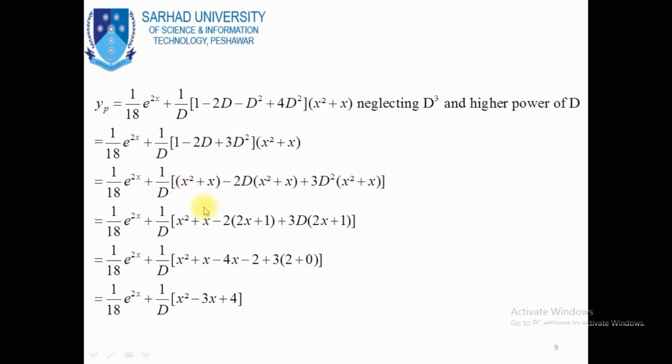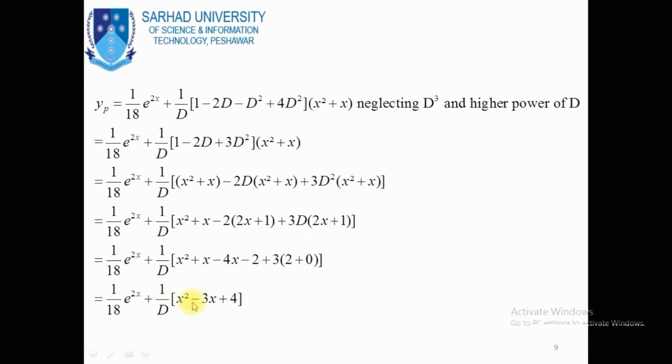So x square plus x is as it is, and D means the derivative of the polynomial. The x square derivative is 2x, the x derivative is 1, so the first order derivative is 2x plus 1, and again the derivative of this term will be 2, and the derivative of 1 is 0, so 3 times 2 is 6. Now 2 times (2x plus 1) gives 4x plus 2, so x square plus x minus 4x minus 2x, minus 3x, plus 6 minus 2 is plus 4, and now 1 over D means integration.